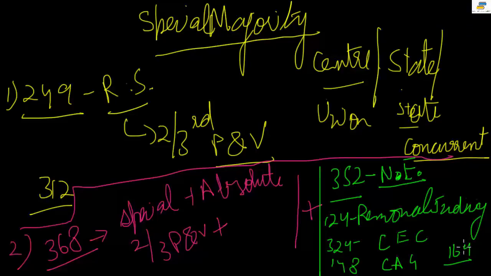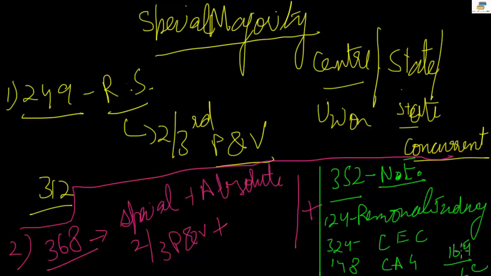Right now, just to make it easier for you to remember, if you can remember the article numbers, you will find that it is much easier for you to recall things. It will become easy to remember. So that is 352. 124 is for removing the judges, and 324 is for removing CEC, and 148 for removal of CAG, and then this is known for the legislative council, right?